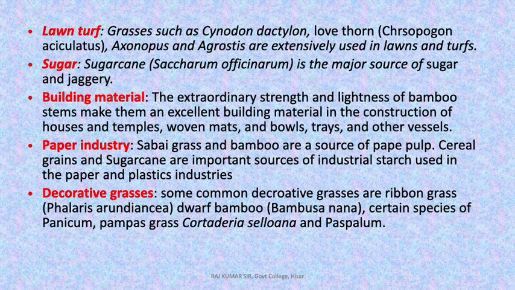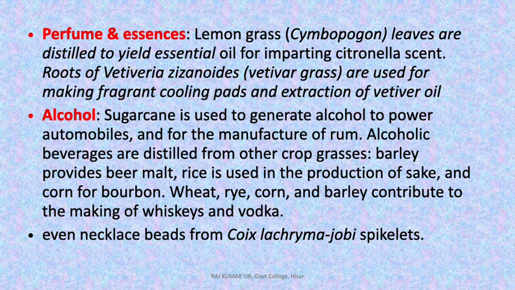Some common decorative grasses are ribbon grass, Phalaris arundinacea, dwarf bamboo, Bambusa nana, certain species of Panicum, pampas grass, Cortaderia, Paspalum. Perfumes and essences are also obtained from several plants like lemongrass, Cymbopogon. Leaves are distilled to yield essential oil for imparting citronella scent. Roots of vetiver grass are used for making fragrant cooling pads and extraction of vetiver oil.